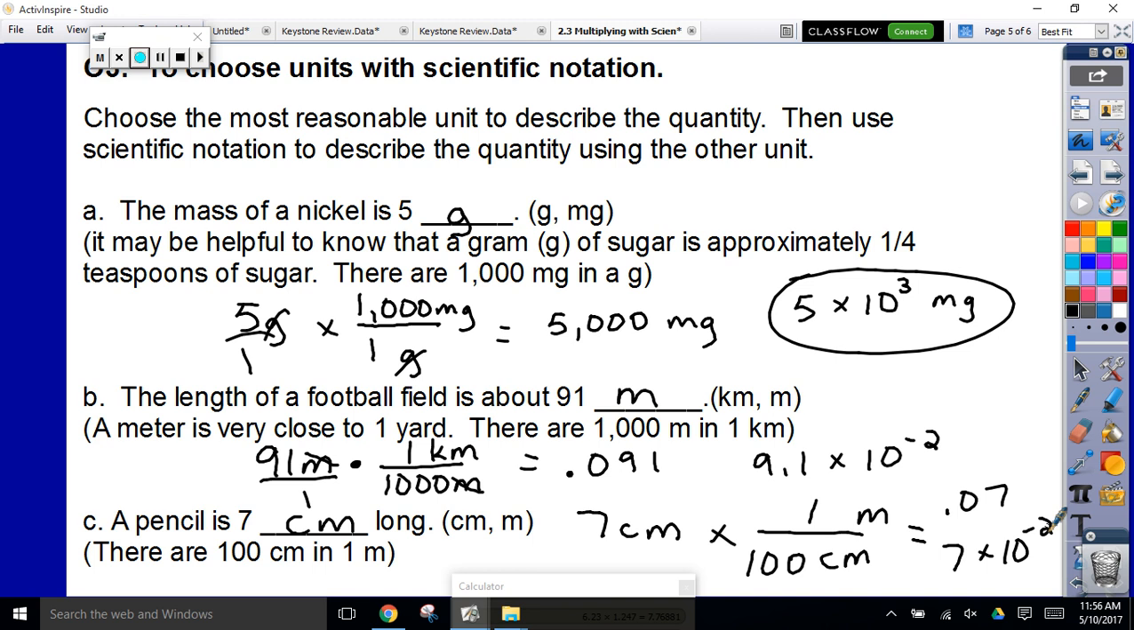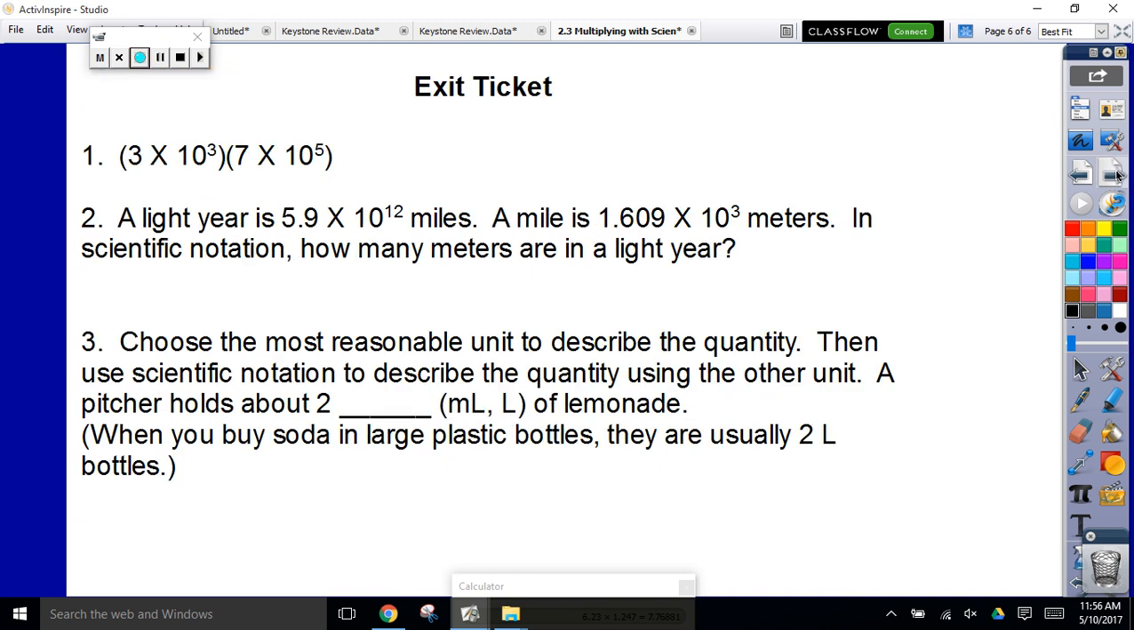We have about 5 minutes left. I want you to do this exit ticket. I think I have enough cards. If I don't, some of you may have to write this on paper. In 7th grade, we're going to be talking about how to do this using calculators.